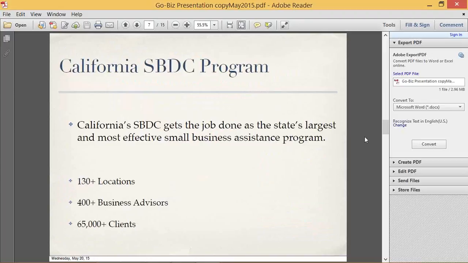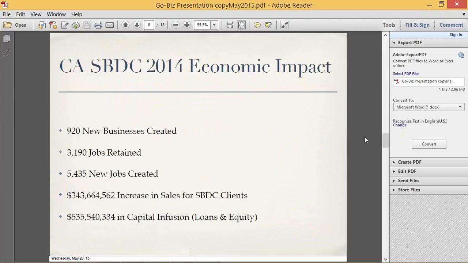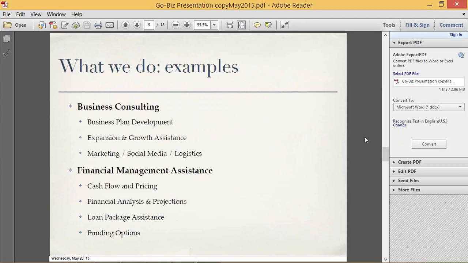There are over 130 locations, 400 plus business advisors, and last year we saw and touched 65,000 plus clients through training and business consulting. This gives you an idea of the economic impact for 2014: 920 new jobs created, over 3,100 jobs retained, 5,400 plus jobs created, over $343 million in sales increase, and a capital infusion for loans and equity of over $500 million. What these numbers tell you are our direct client services. They are not multiplied numbers, but direct numbers with our clients.